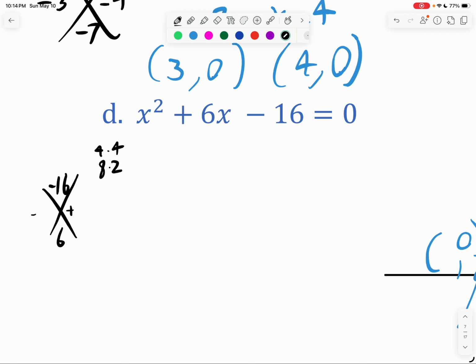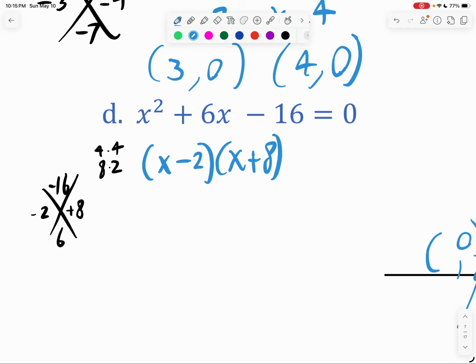8 and 2. 8 times 2 is 16. And then if I think of 8 plus 2 or 8 minus 2, I get 6. So knowing that one of these numbers has to be negative, and knowing that adding them together gets us a positive number, we know the bigger number has to be positive. So we can say 8 and negative 2. Now, in looking here, I can recognize that 8 is positive and 2 is negative as the factors. So this would become x minus 2 times x plus 8.